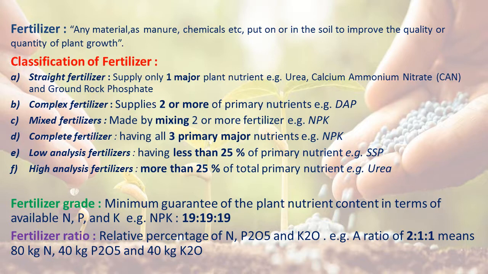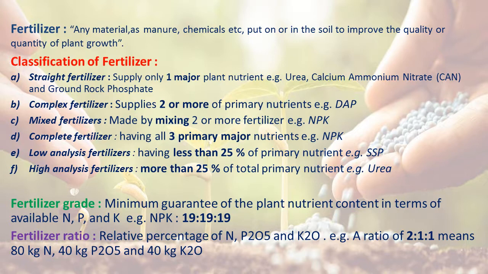As you know, straight fertilizers means the fertilizers which supply only one major nutrient, that is urea. And you know that urea is 46% nitrogen. Next, the complex fertilizers: fertilizers which supply two or more of the primary nutrients, that is DAP, diammonium phosphate, which is 18:46 NP. And next is the mixed fertilizers or compound fertilizers, the product made by the mixing of two or more macronutrient fertilizers, that is the NPK.